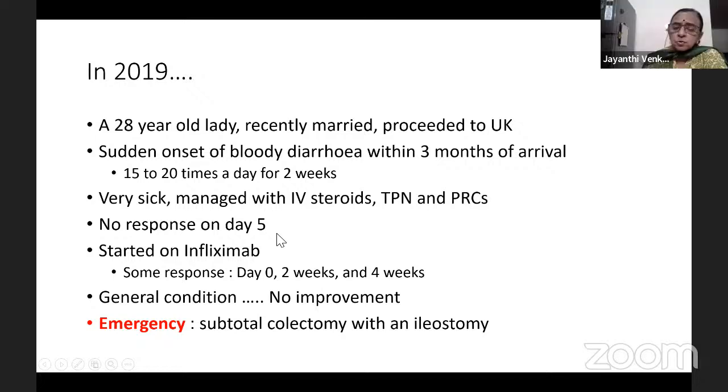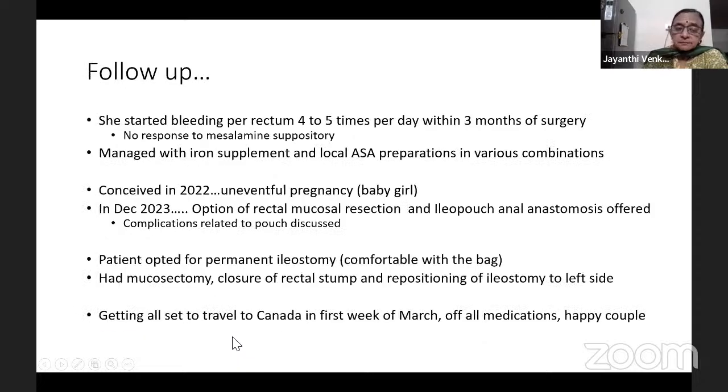PRBCs. When there was no response on day 5, she was also started on infliximab on day 0, 2 weeks, and 4 weeks. And there was some improvement, but not significant, to the extent that she became so ill that she required a subtotal colectomy with an ileostomy.